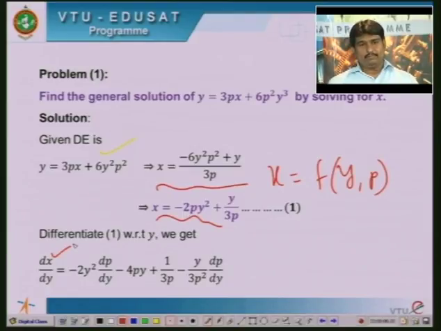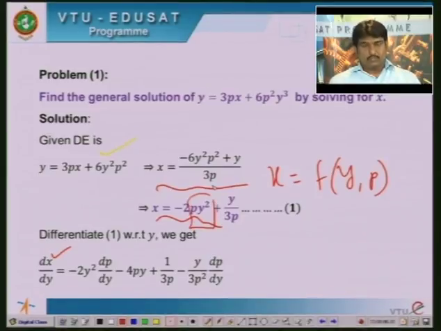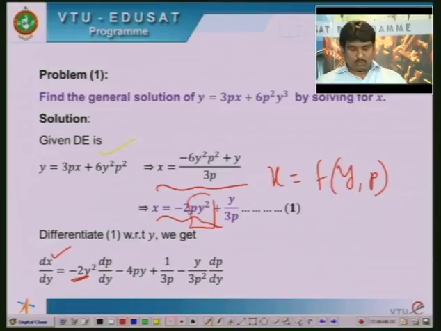Here p is the derivative dy/dx, which is a function of both variables, x and y. Now I am differentiating this with respect to y. Apply the product rule for p times y². So first function -2y², the derivative of p is dp/dy, minus p as it is, the derivative of y² is 2y, so I will get -4py here.